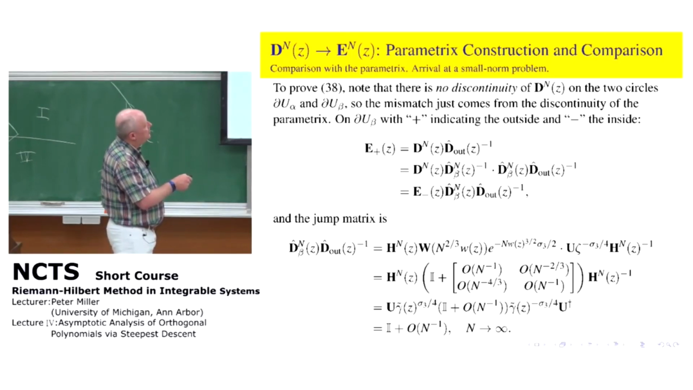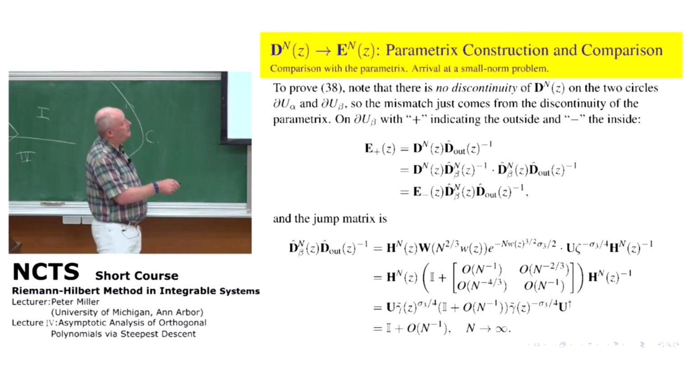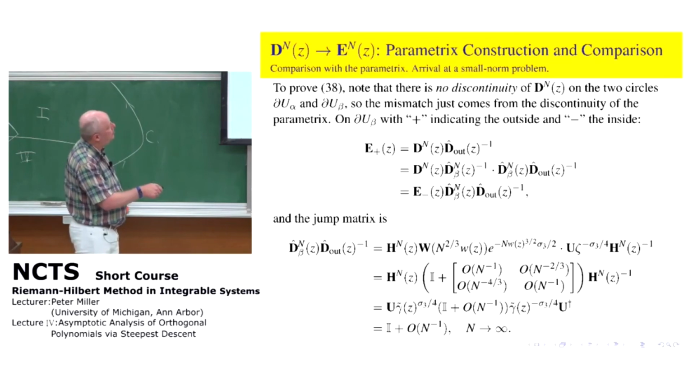E plus of z is Dn without a plus or minus times D hat out inverse, because out is on the outside. That's the outer parametrix, and that's equal to Dn times D inner parametrix at beta inverse times D inner parametrix at beta times D out inverse, just like that. This is the identity, okay? But now this one here is E minus, and this one over here, that's something that we have control over because we picked that normalization just right in Riemann-Hilbert problem 5. So the jump matrix here is this quantity.